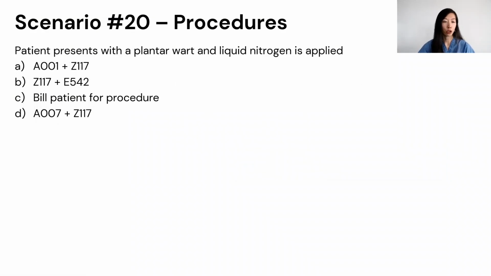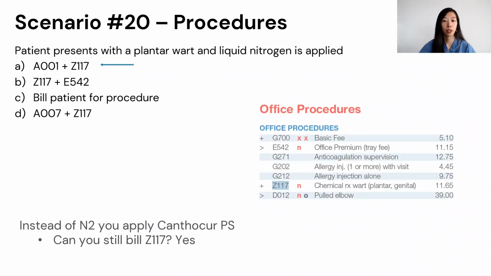Scenario 20, procedures. A patient presents with a plantar wart and you apply liquid nitrogen. What would you bill? So write down the answer, and the answer is A. The reason why is because you probably talk with the patient really briefly about the plantar wart, and then you bill a Z117 for the time when you put liquid nitrogen on it. You can also bill the Z117 if you're applying the liquid nitrogen to other lesions as well.